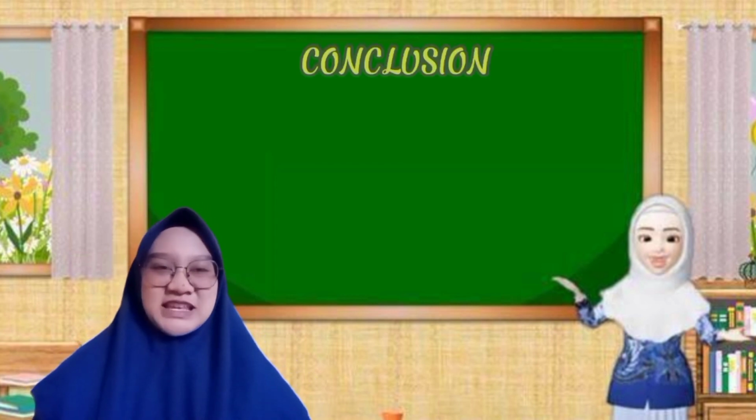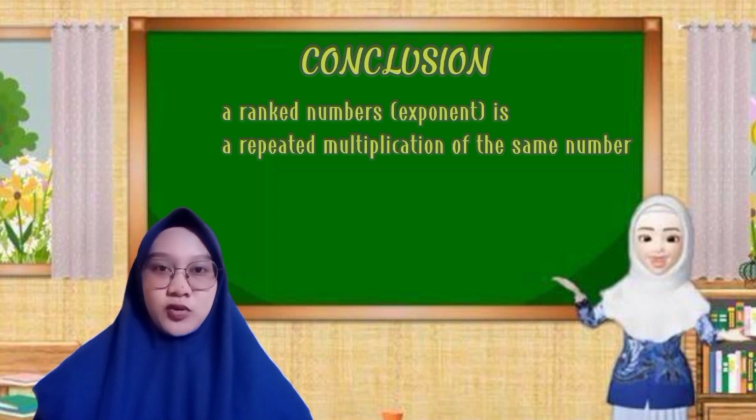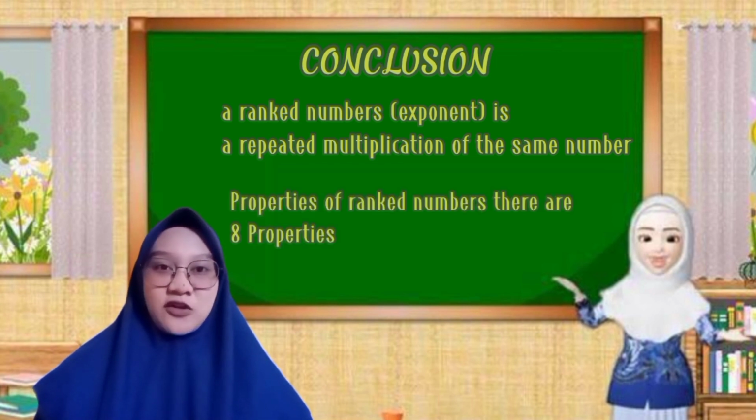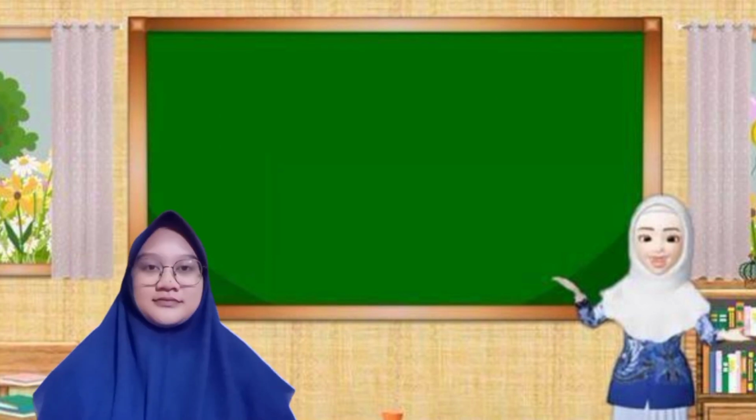Okay, the conclusion of today's learning is that a ranked number or exponent is a repeated multiplication of the same number. So, for properties of ranked numbers, there are eight properties.